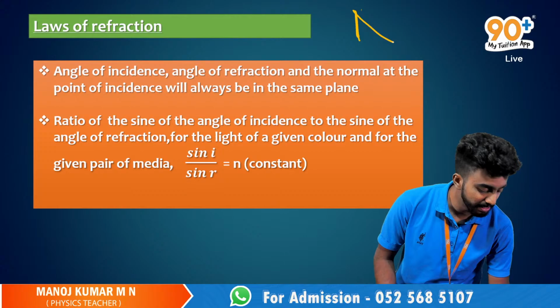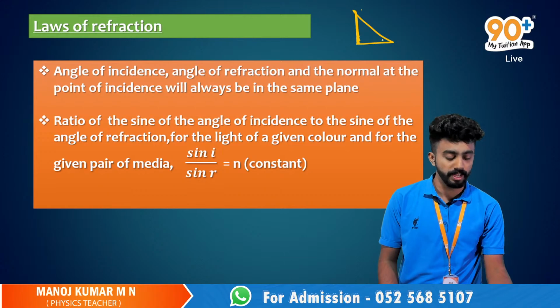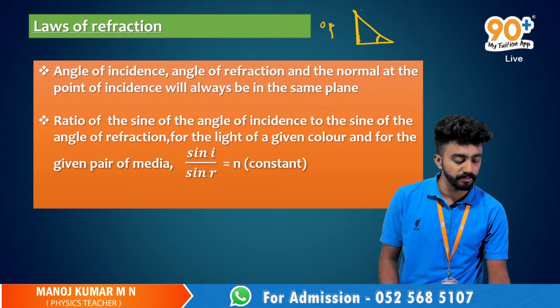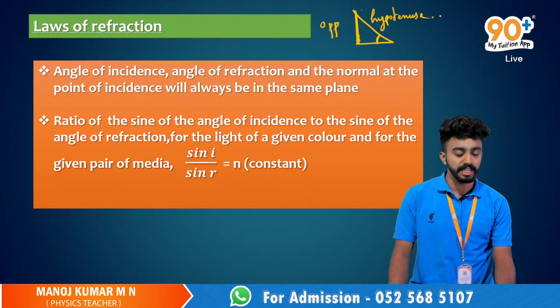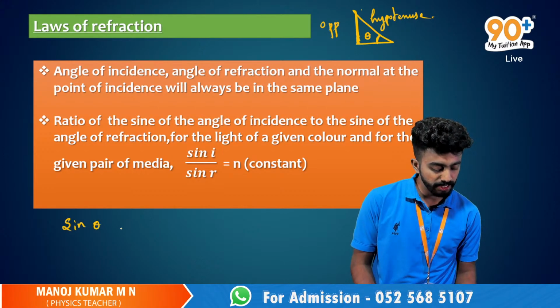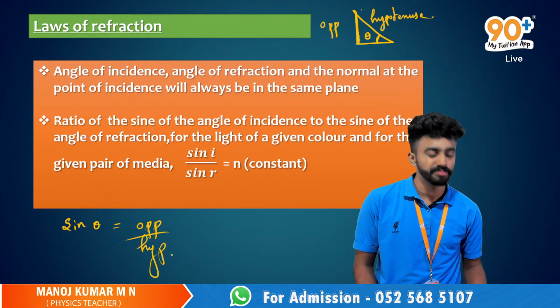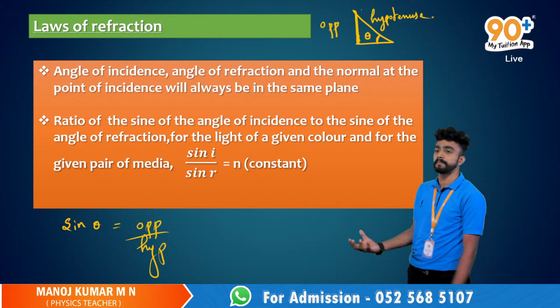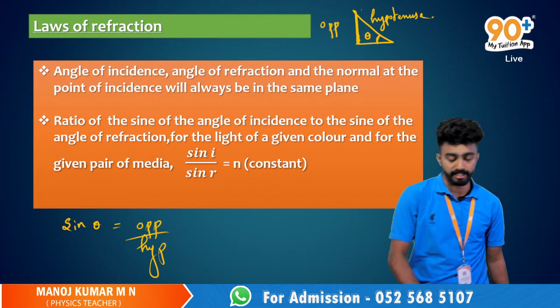So if you're taking a triangle, and considering a particular angle of it, this angle we are considering, the side opposite to it is the opposite side, and this one will be the hypotenuse. So we can write sine theta is equal to opposite divided by hypotenuse. Obviously, you know the formula: sine of any particular angle will be the opposite side divided by the hypotenuse.